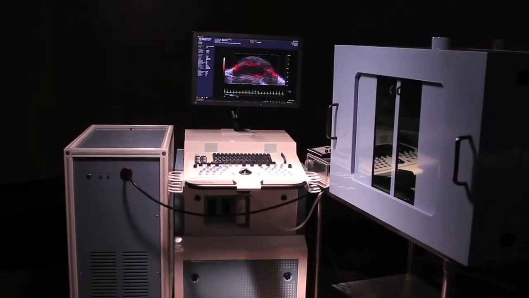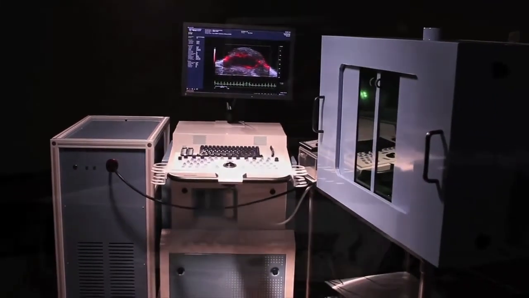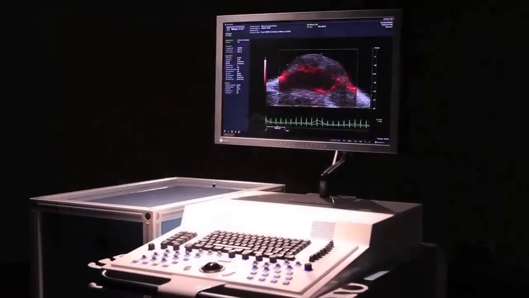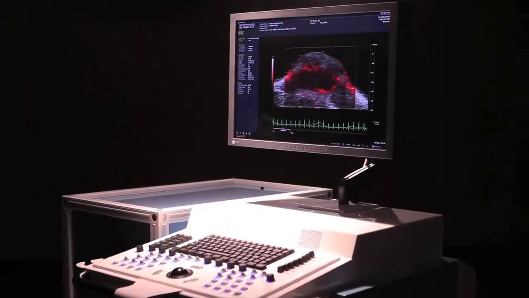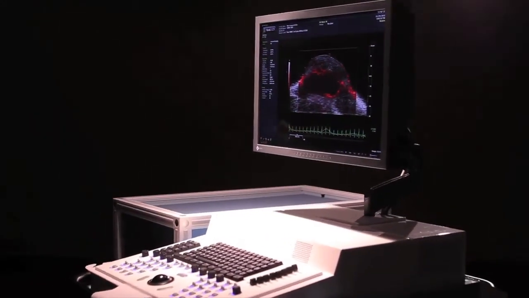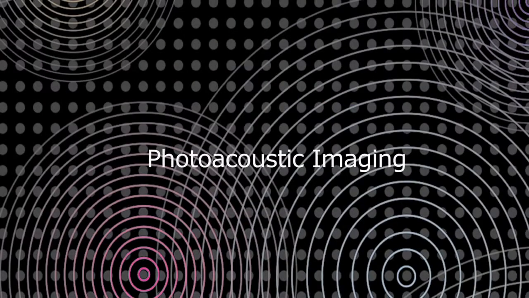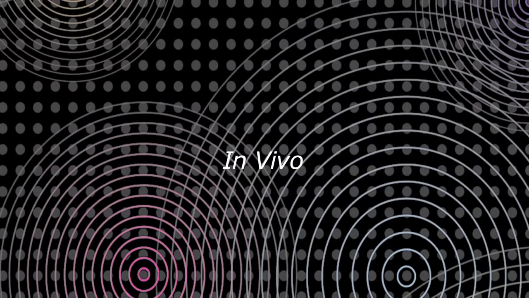The Vevo LAZR photoacoustic imaging system is a revolutionary tool for in vivo research and additionally benefits from the extensively validated technology of the Vevo family of high-resolution micro-ultrasound products. With more than a decade of experience devoted to preclinical imaging, resulting in over 700 installations and thousands of users worldwide, VisualSonics has established relationships with an extensive network of researchers.